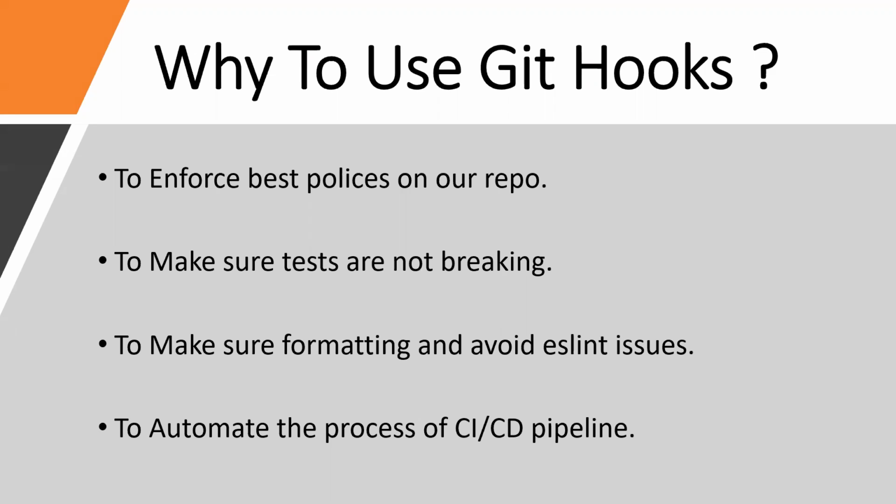Again, we need to make sure the code which I'm committing is well formatted, and also there should be no ESLint errors. These are a few reasons. Also, after the commit, once I have pushed the code, I can have an automated CI/CD pipeline so that I can build and deploy my code base through the pipeline using these Git hooks. So these are a few reasons to use Git hooks.